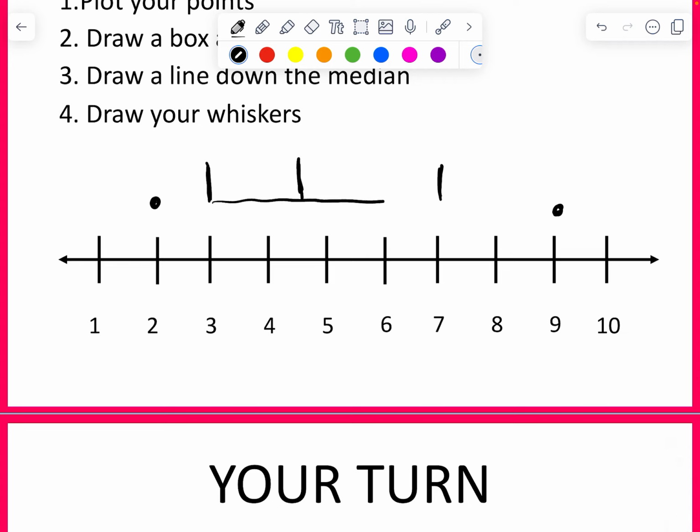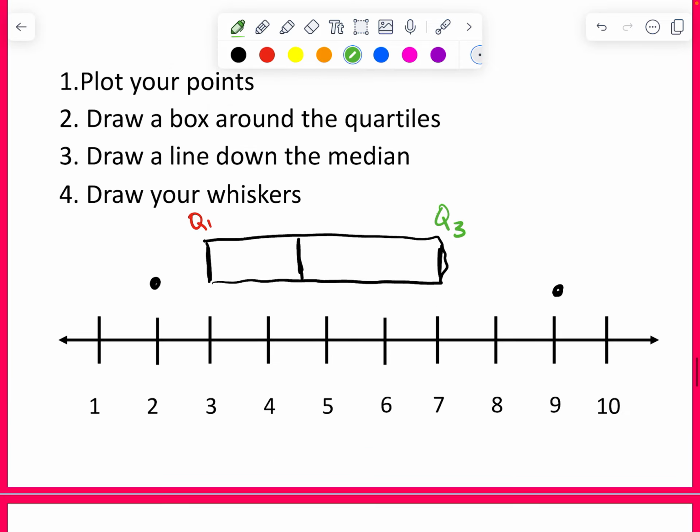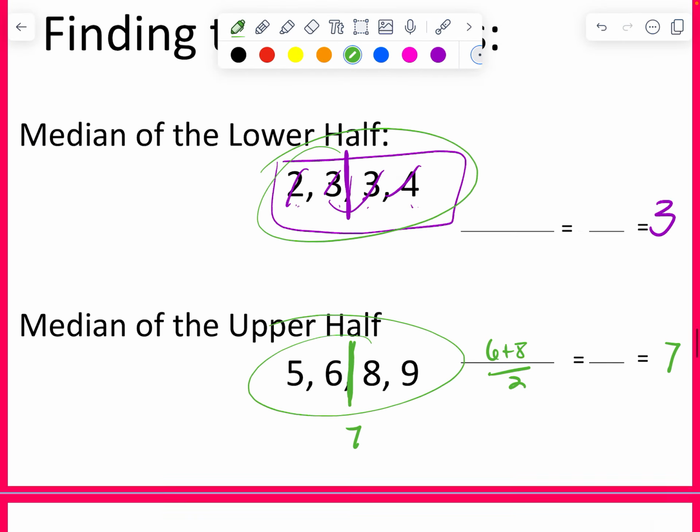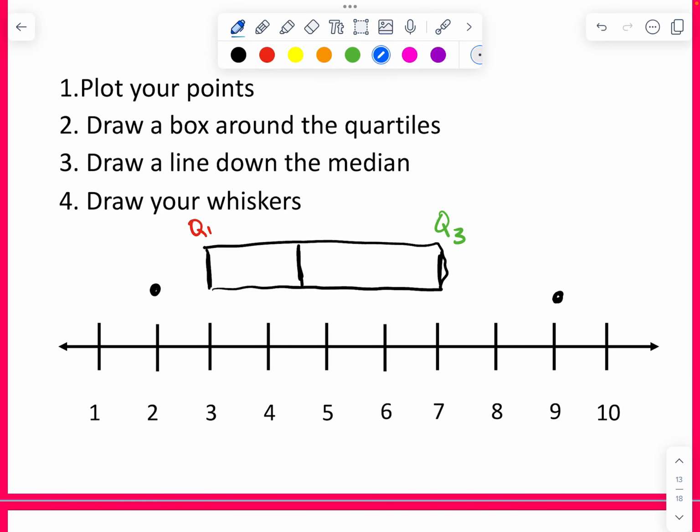So I have a box. So let's see. I'm going to relabel these. My Q1 was 3. My Q3 was 7. So that was the middle that we found of the lower half, the middle of the upper half, and then the middle of the whole set. My median is this guy right here. I have my whiskers. I went a little crooked here. That's okay. I have my whiskers that go all the way to my extremes.